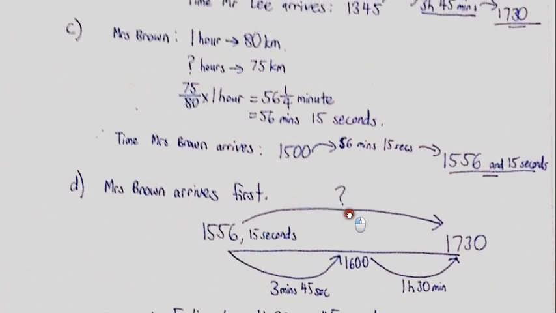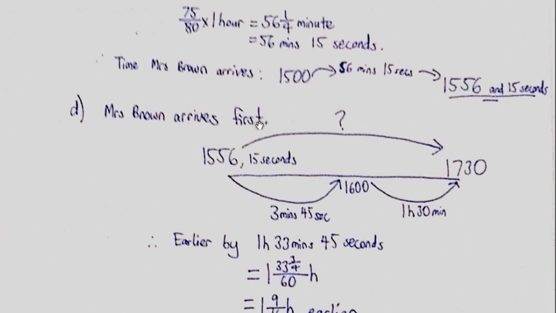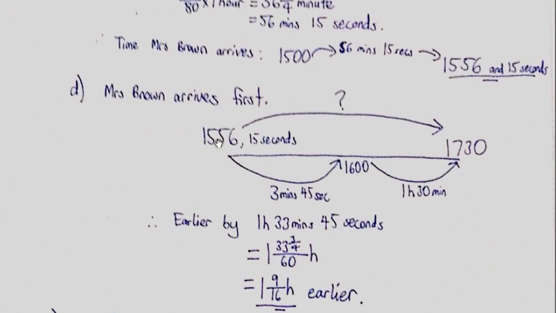Who will arrive first? As you can see, Mrs. Brown arrives at 15:56 and 15 seconds, while Mr. Lee will only arrive at 17:30. Therefore, Mrs. Brown arrives first. So, to find the difference in the time, we compare 15:56 and 15 seconds and 17:30. So using a simple timeline, from 15:56 and 15 seconds, we need to move 3 minutes and 45 seconds to 1600, and another 1 hour and 30 minutes to 1730.